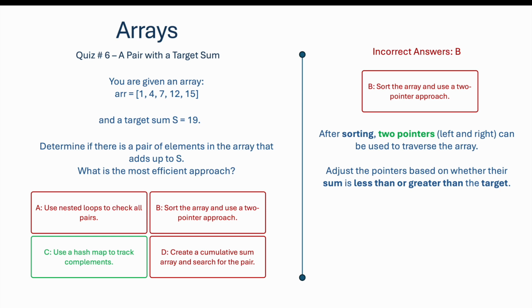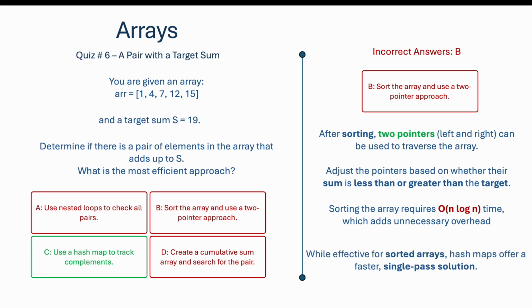Option B, sort the array and use two-pointer approach. After sorting, two pointers, left and right, can be used to traverse the array. Adjust the pointers based on whether their sum is less than or greater than the target. Sorting the array requires order of n log n time, which adds unnecessary overhead. But if the array was already sorted, then this becomes a very good solution for us, which would be an order of n solution.